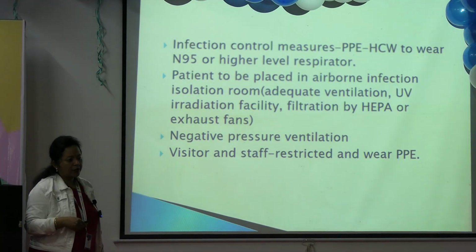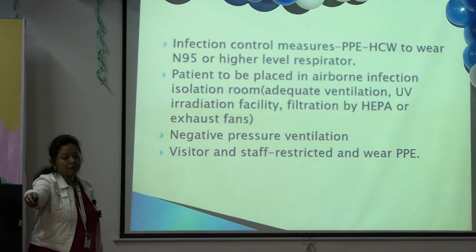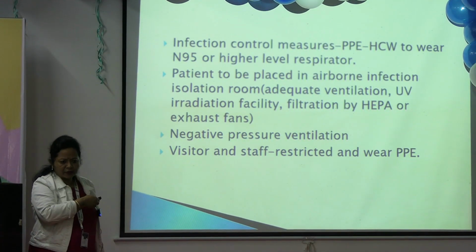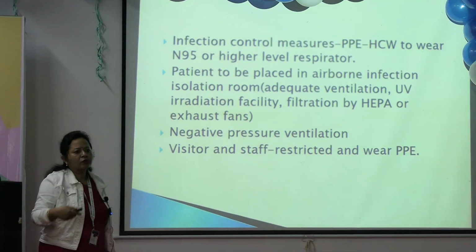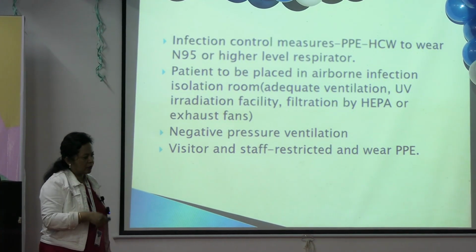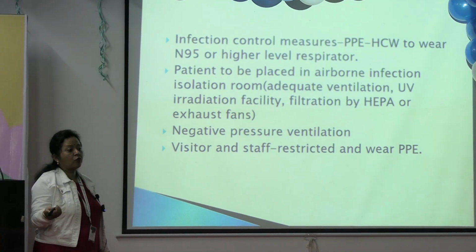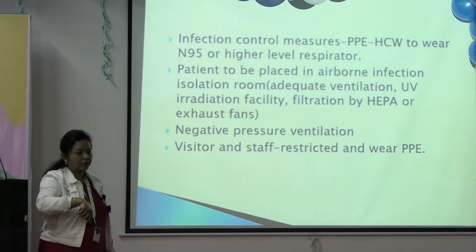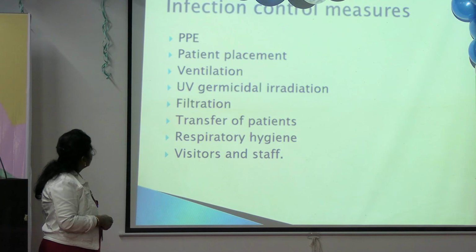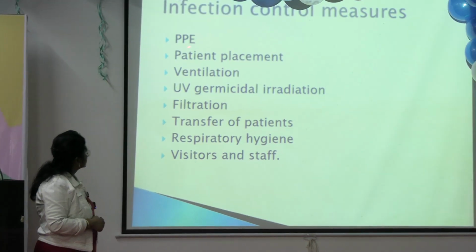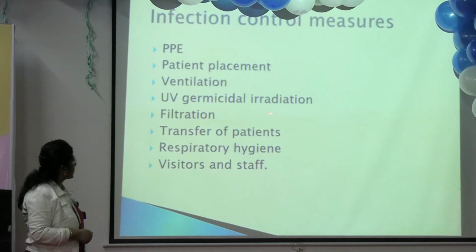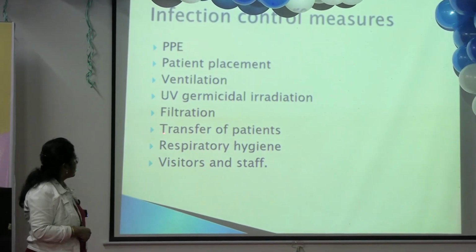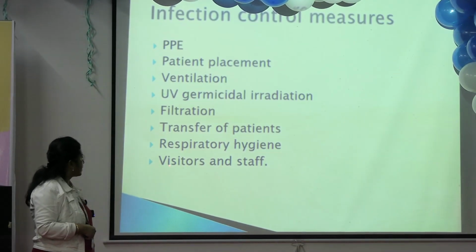For visitors, you have to counsel the patient party. We don't want them to catch that infection, so better you stay outside. Usually you have a see-through glass, so you can see from outside. And if at all the visitor has to go inside, then he has to wear all the PPE and everything. Next is infection control measures: PPE, patient placement, ventilation, UV germicidal radiation, filtration, transfer of patient, respiratory hygiene, and visitors and staff.